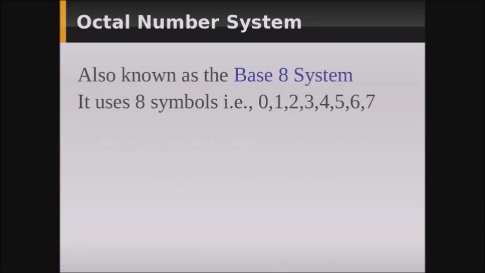Now we would go to the third one, that is octal number system, which is also known as a base 8 system. So it totally uses 8 symbols, those are 0 to 7. We would be using only these symbols for representing any value. So that is why it is called a base 8 system, right?